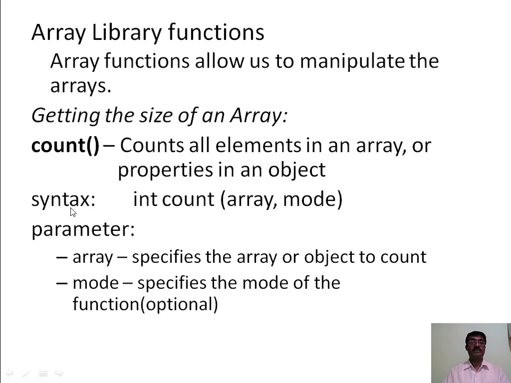The syntax is as follows. It has a return type of int. count is the function name, followed by two parameters: one is the array expression, and the other is mode. Here is the description of the parameters. Array specifies the array or object to count. Mode specifies the mode of the function, which is optional.